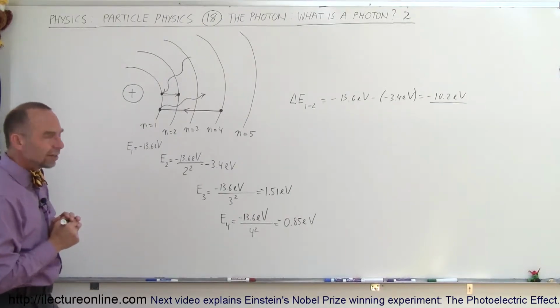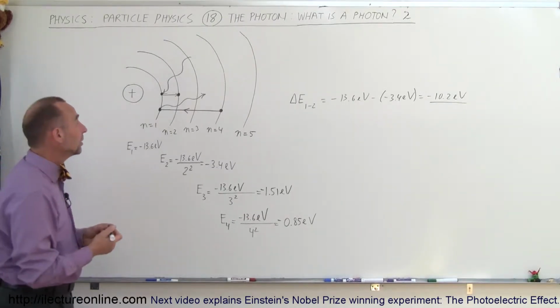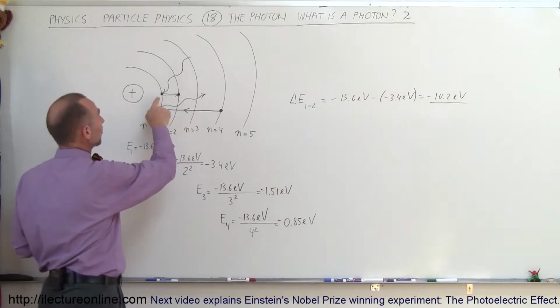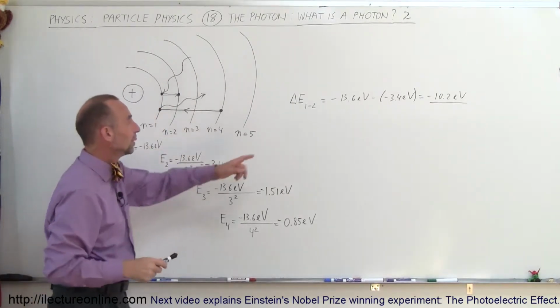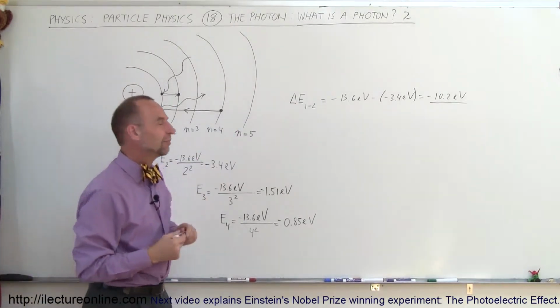So let's calculate what kind of photon would be generated, or would be needed, to make an electron jump from the first level to the second level. So we need a photon with this kind of energy.